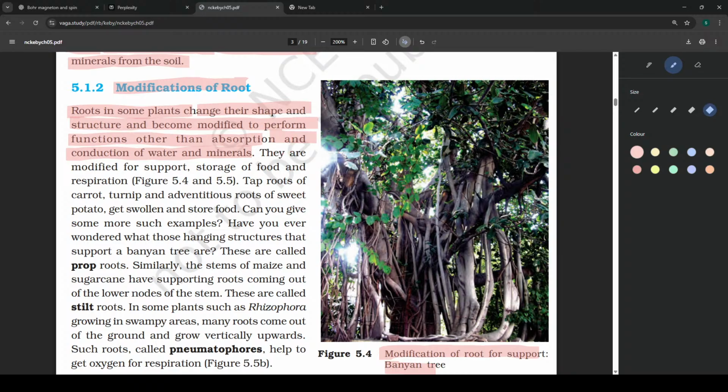Examples are given here of what kinds of modifications can happen. They can be modified for support in the case of the banyan tree, storage of food in the case of carrot and radish, and respiration. This we will see in Rhizophora.